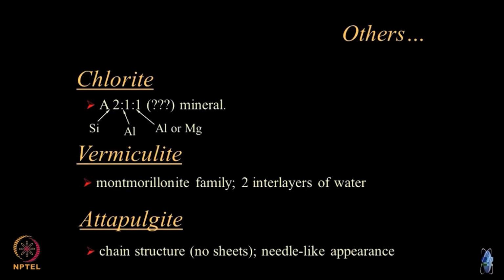There is another mineral which is known as chlorite. This is a 2:1:1 type of clay mineral, and we have vermiculite, we have attapulgite, and all these are the minerals which are present in the soils. Depending upon your requirements, you can work on them.